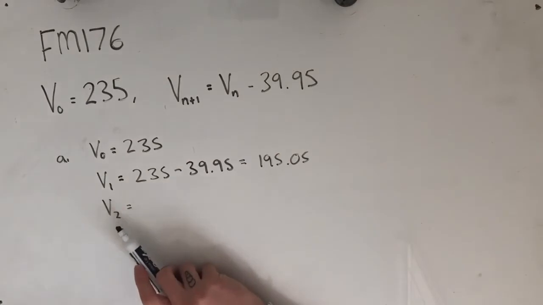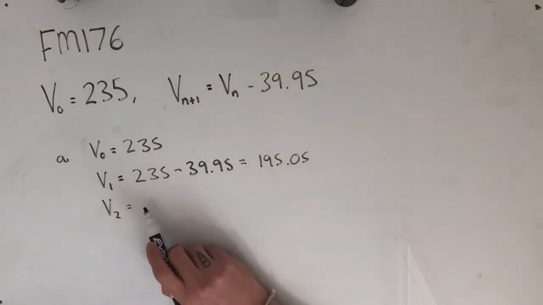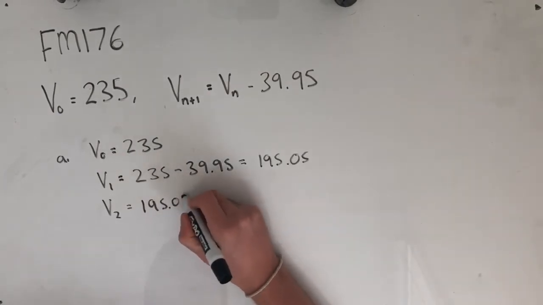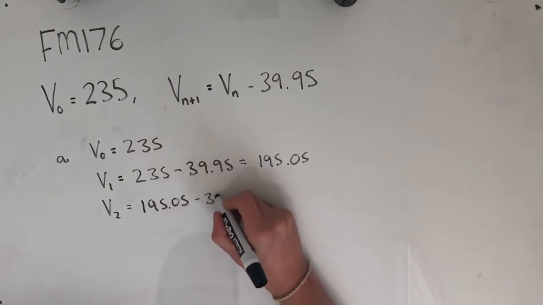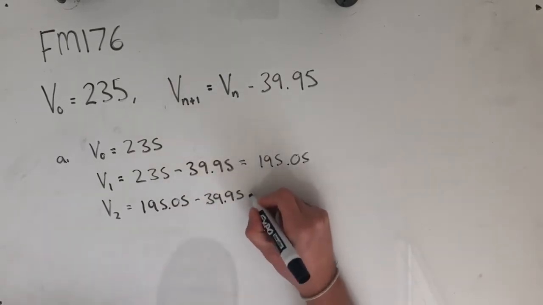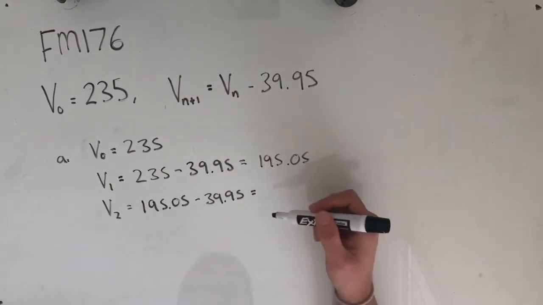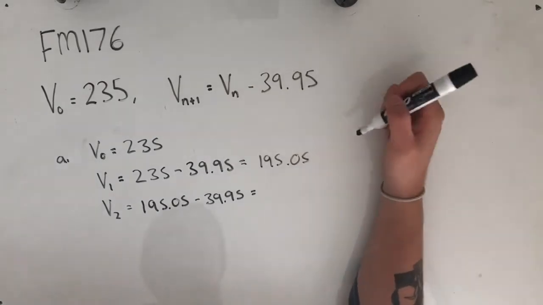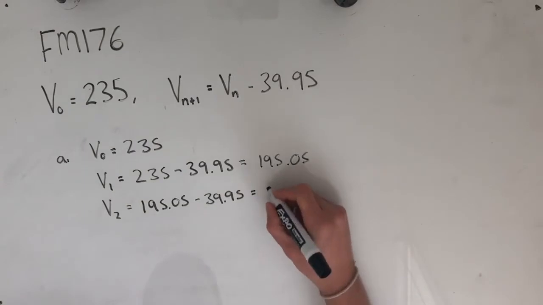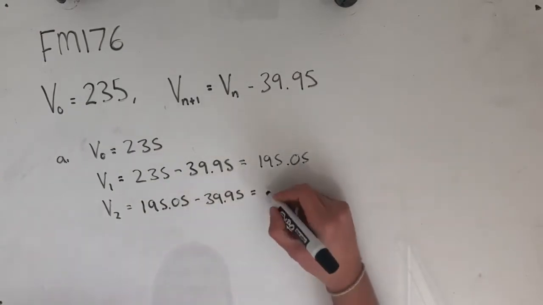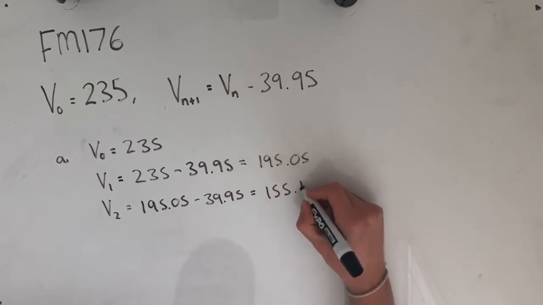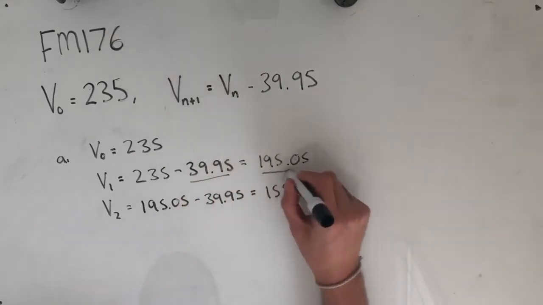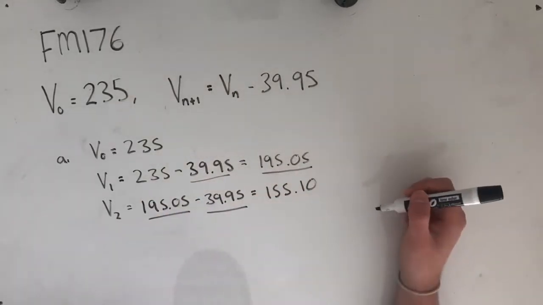Now, if we're finding V2, we're going to want to insert the value for V1 after this. So we've got V2 is equal to 195.05. Once again, we're minusing 39.95 because this is flat rate depreciation, which means we're going to go down by $39.95 each year. If you plug this into your calculator, this is going to give you an answer of $155.10, as is given to you in the question. So here are our four values, and that's part A.